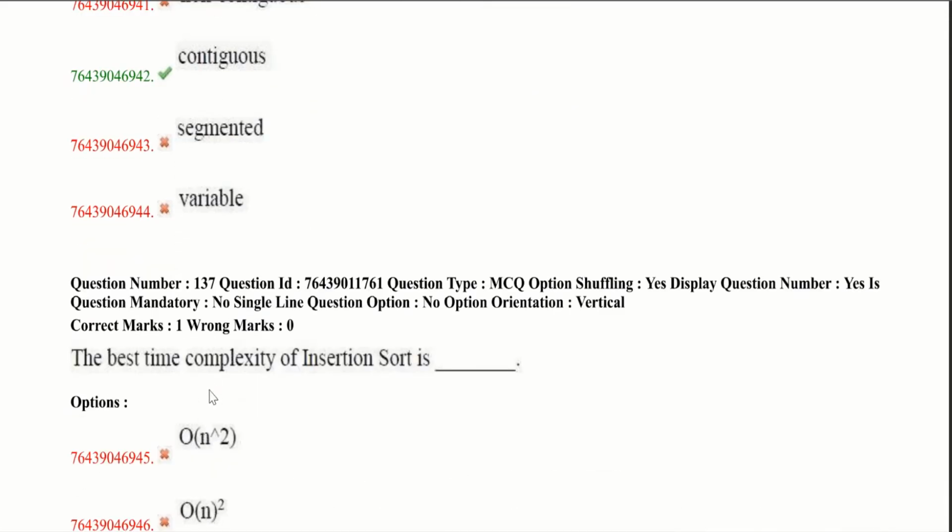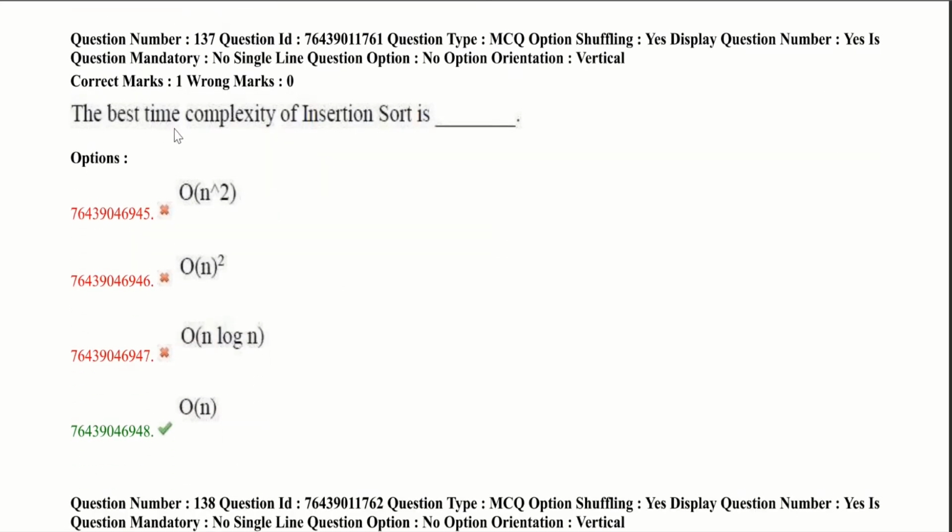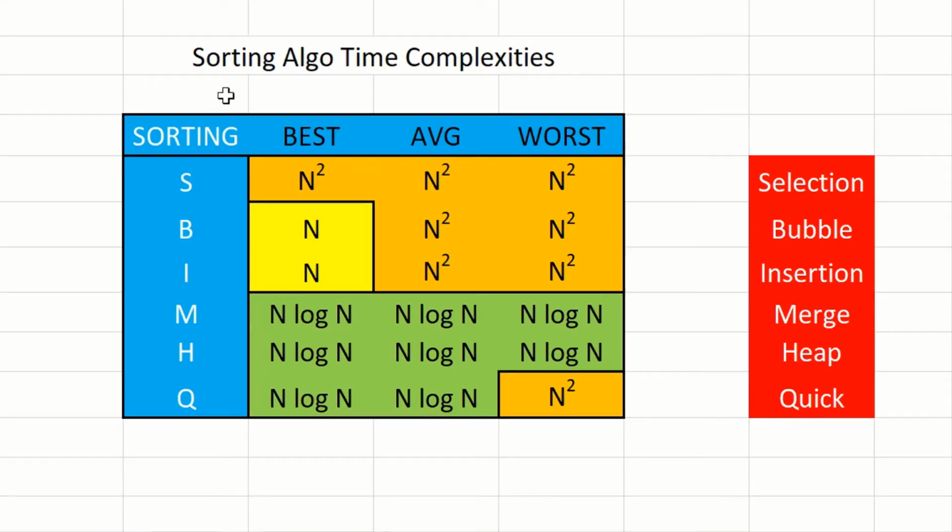Now let's get into the sixth question. The best time complexity of insertion sort is: the answer is big O of n. This type of question is compulsory in ECET, so try to remember all the time complexities. Here I want to tell you a shortcut to remember this easily. To remember time complexities easily, I have prepared this table.